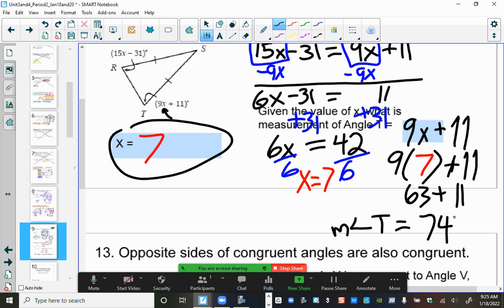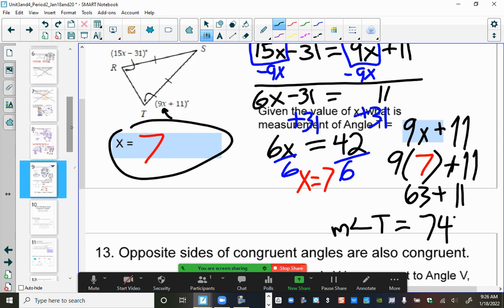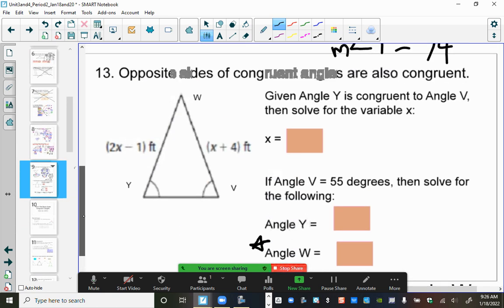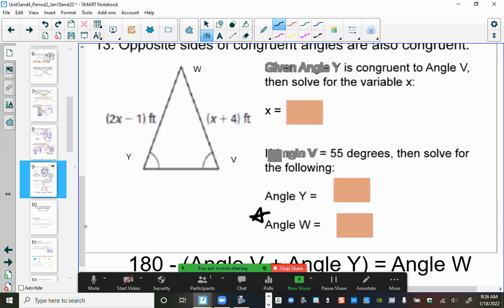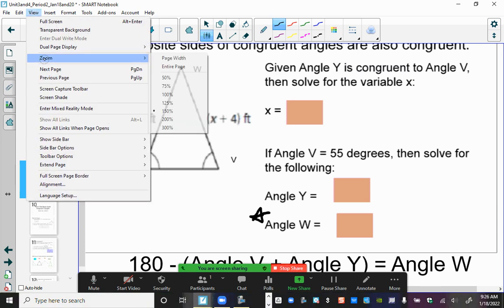Now the last problem is going to be similar, but a little different. Just like this problem, you have to set the two expressions equal to each other. If you haven't done so, that's step number 1. You're going to do that right away. Okay, am I ready to go down to the last slide? Okay, so I'm going down right now. For this last one, I'm going to zoom out just a tad.